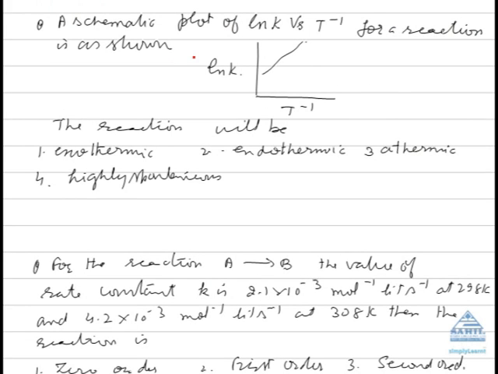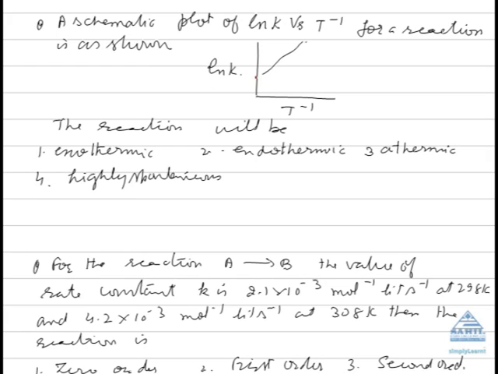Regarding the factors affecting the rate of reaction, you know the different factors are nature, which we cannot change. Surface area: greater the surface area, greater will be the contact, greater will be the rate of reaction. That is why powdered charcoal burns faster than a lump of charcoal.